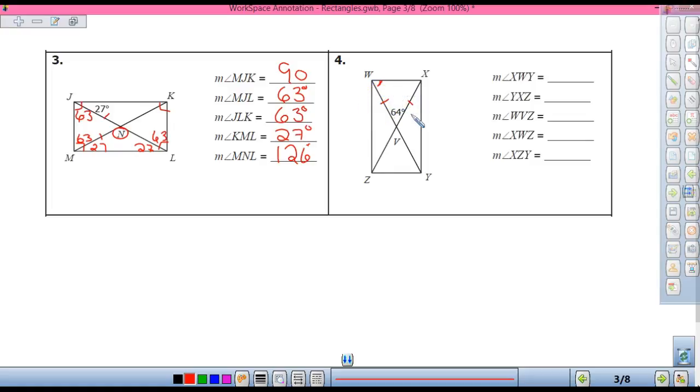Alright, so we have an isosceles triangle, right? So this guy has to be equal to this guy. So if we take 180 minus 64, what do we get? 116. And since these two have to be equal, we can take that 116 and divide by 2 and get 58 degrees.